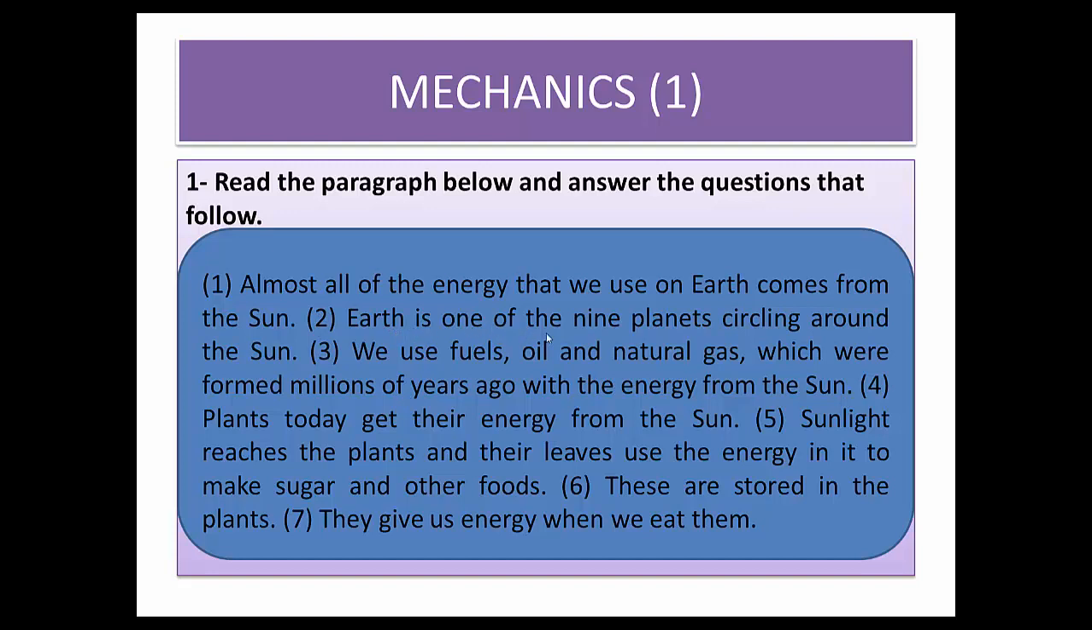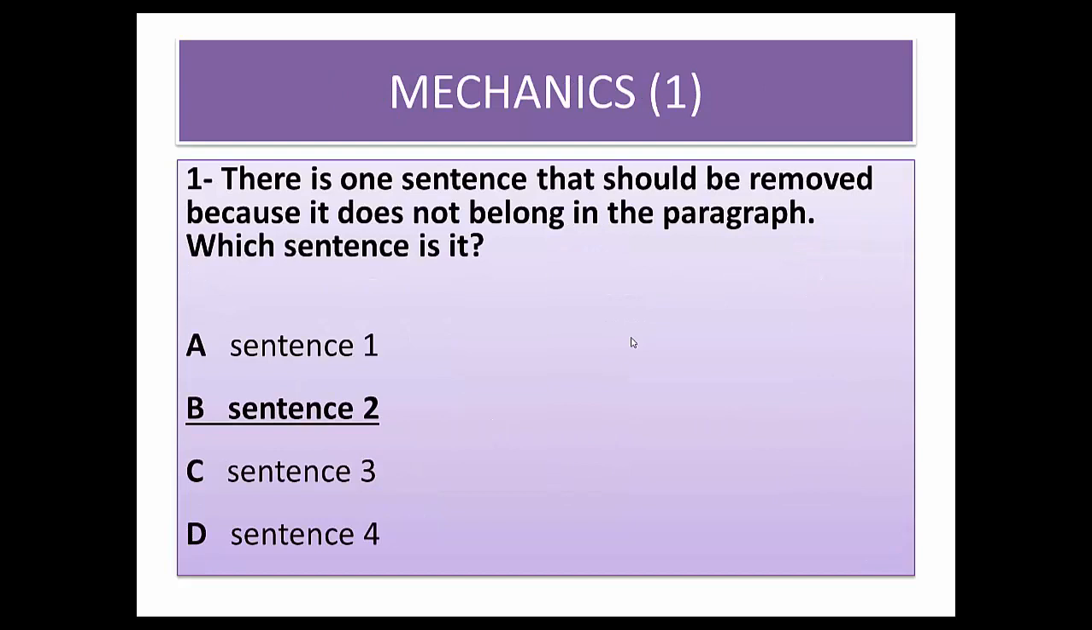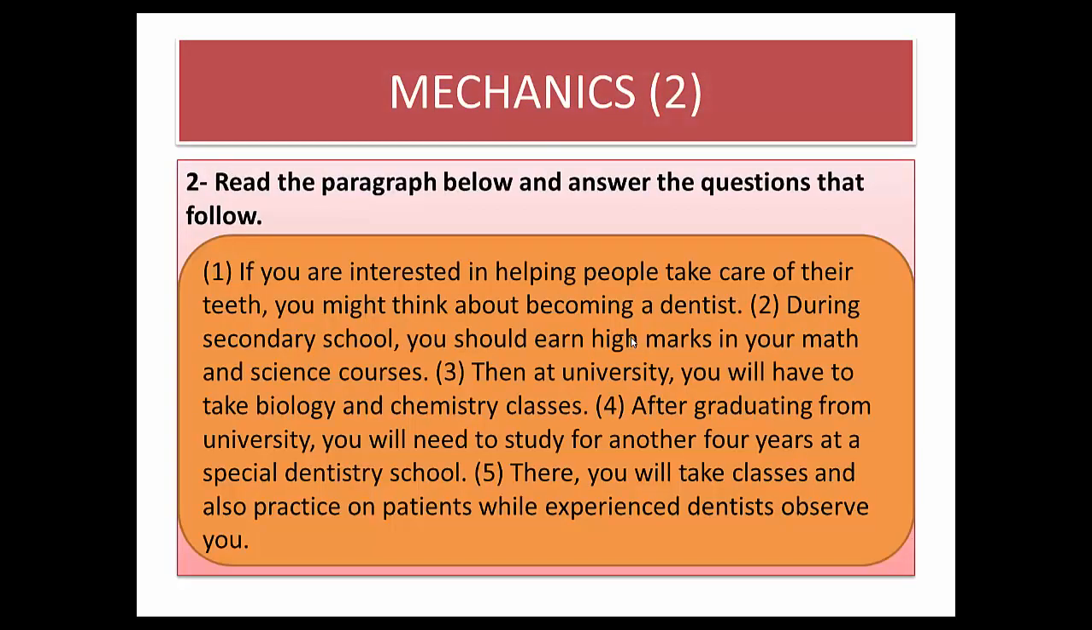Earth is one of the 9 planets circling around the sun. So let's see the answer. Yes, sentence 2. Let's move to another passage. Read the paragraph below and answer the questions that follow.